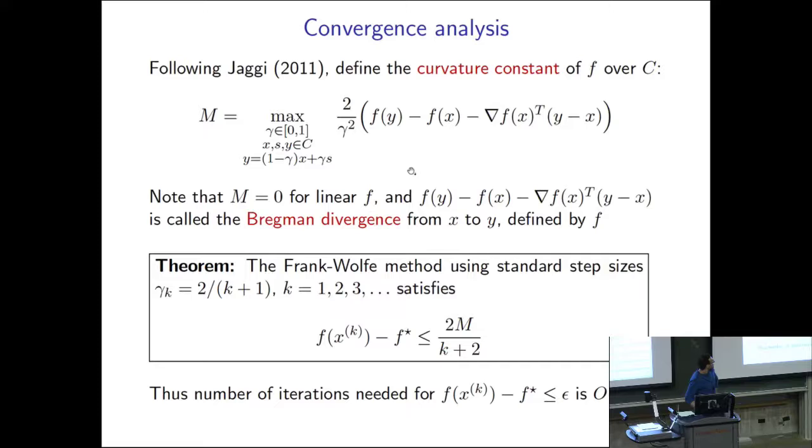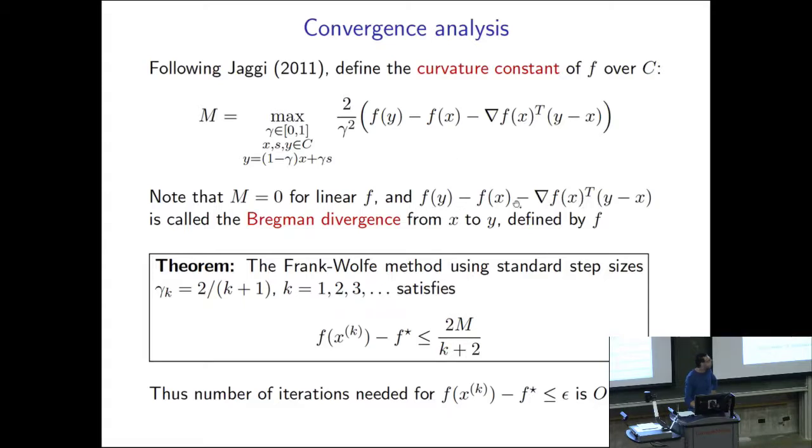And for a linear function, there's no difference between the function and its linear approximation. So this is 0. M is equal to 0. Otherwise, this would be non-zero. It's going to be positive, and it's going to be big if f is highly curved over the set C.